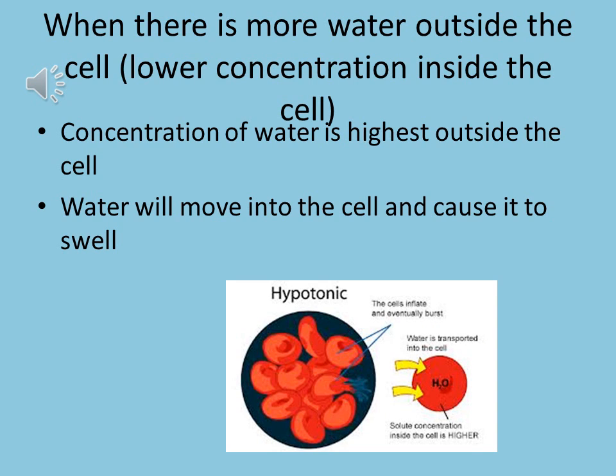The last scenario in osmosis occurs when there is more water outside of the cell than inside of the cell. When this occurs, the water is going to move into the cell, causing the cells to get bigger and bigger and eventually swell up. This is dangerous because cells can burst if they reach a certain size.